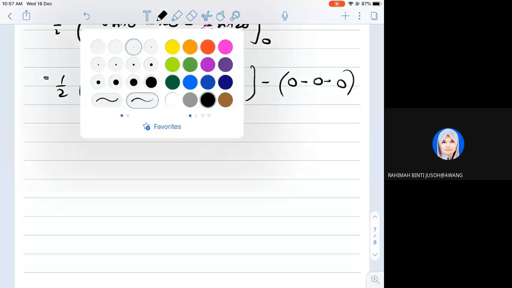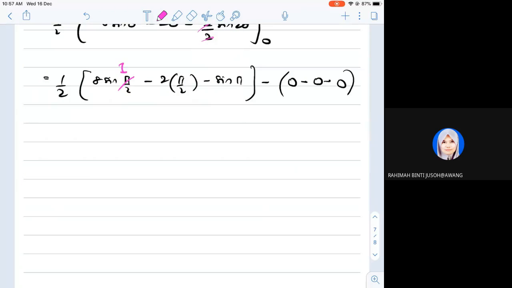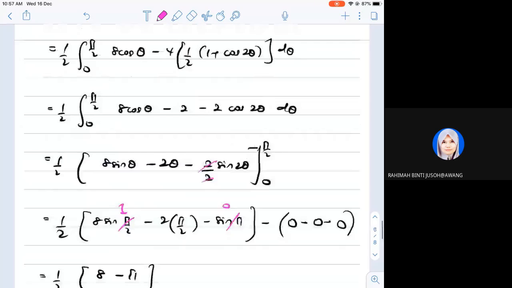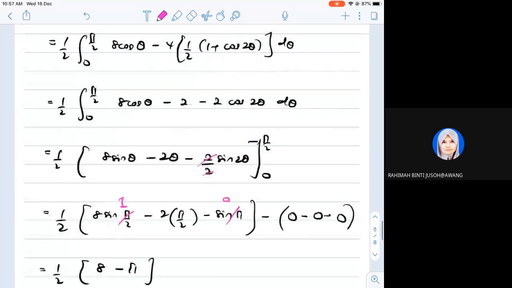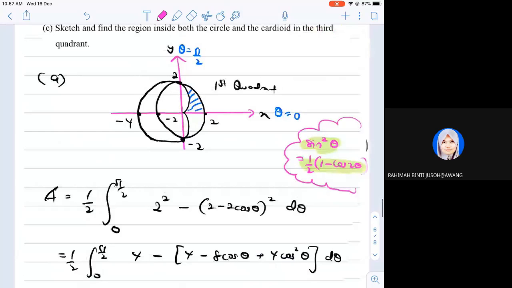Okay, so sin pi over 2 is equivalent to 1. Sin pi is 0, so we will have four minus pi over 2. Okay, so this is the answer. 4 minus pi over 2. Alright, so that's the answer. So let's take a look at the question B. Okay, question B.